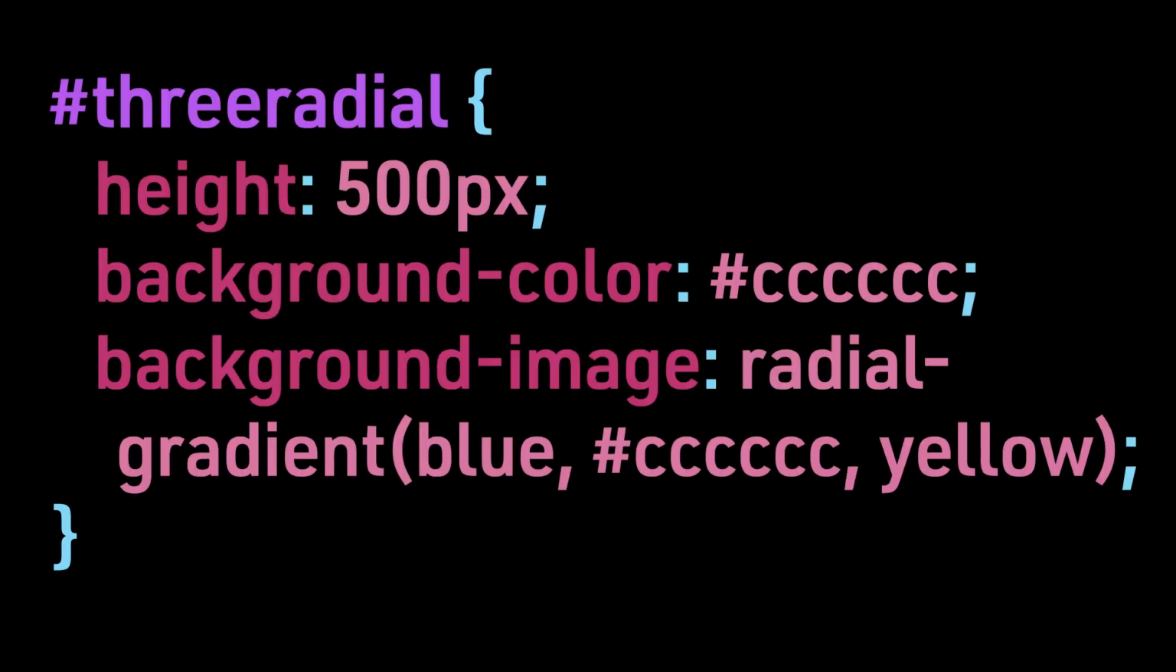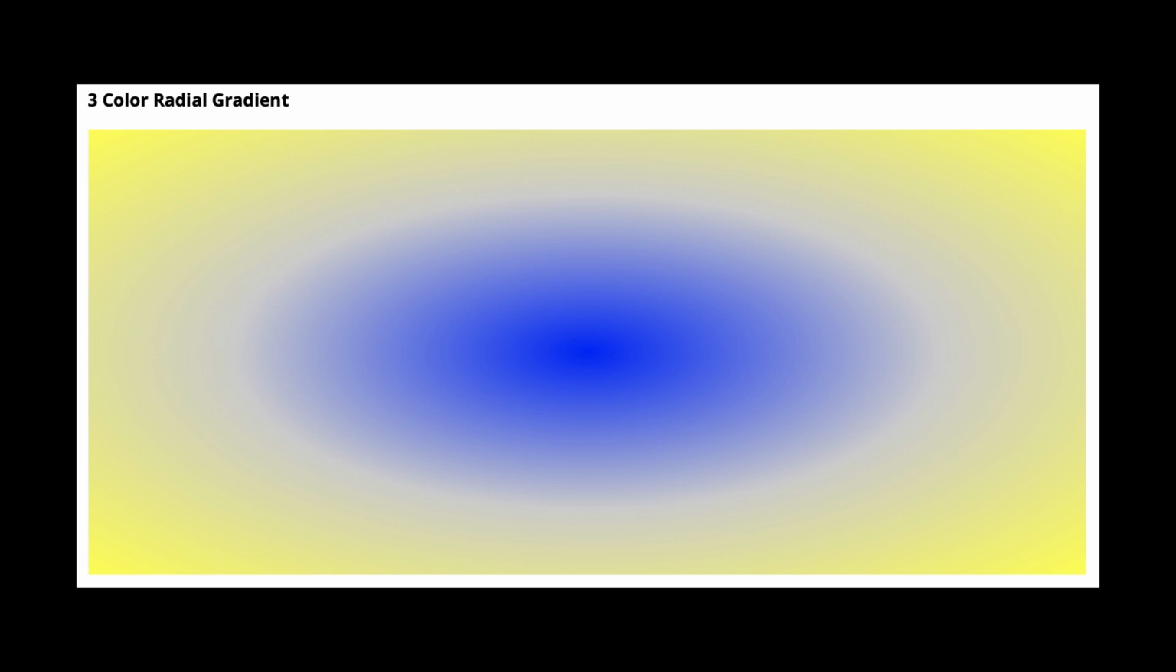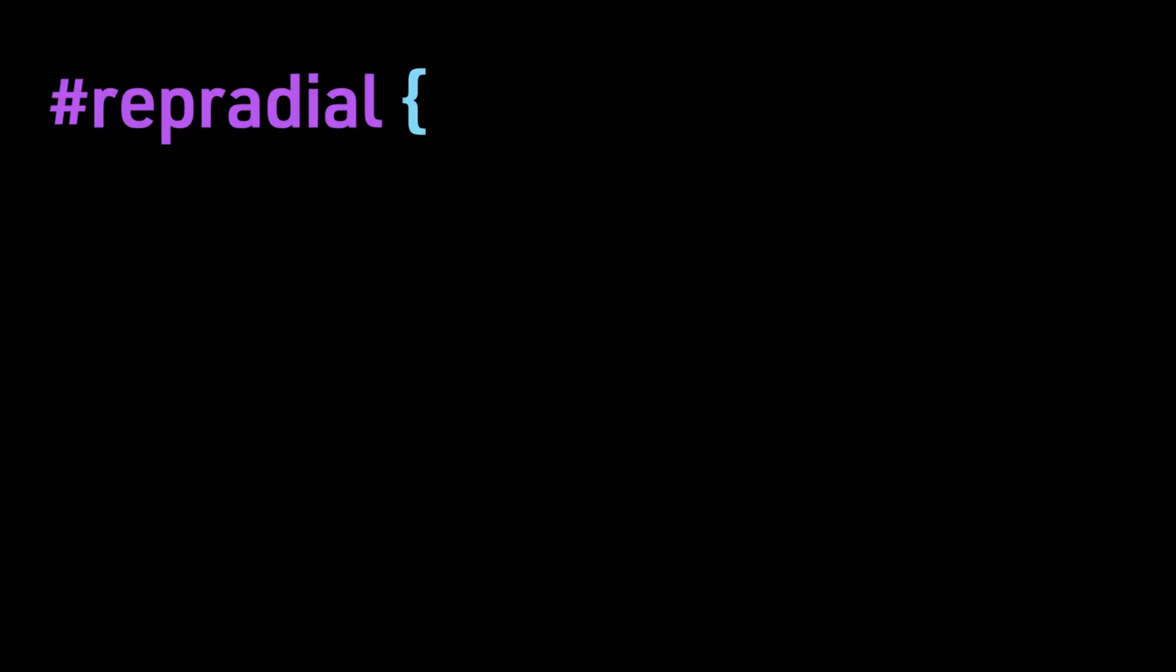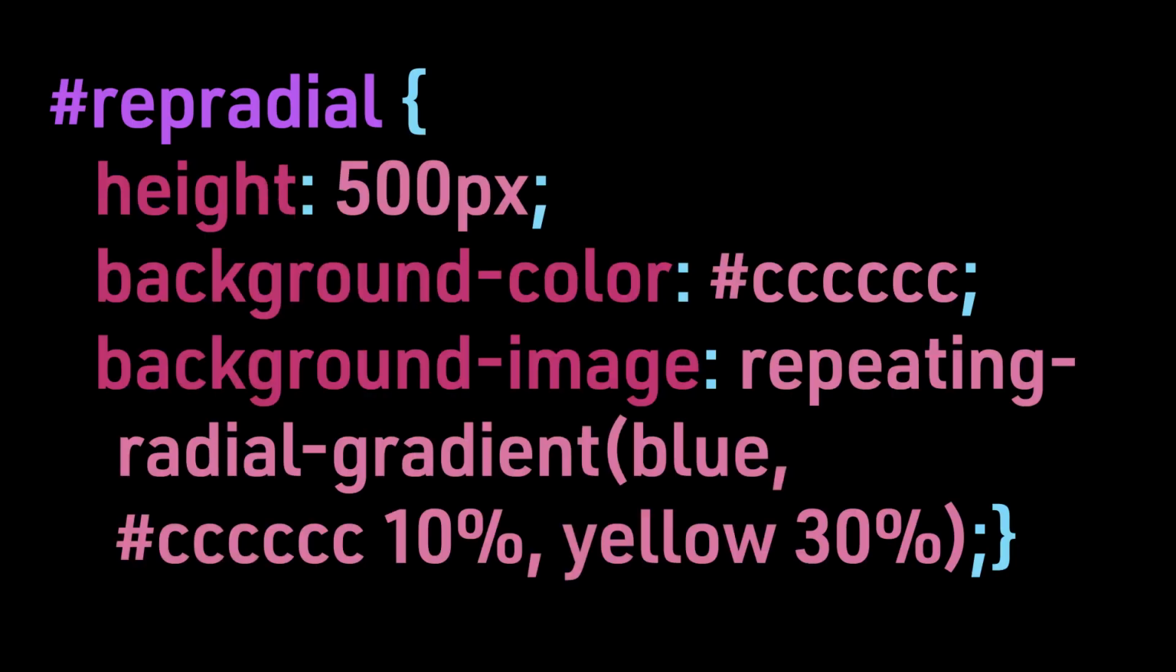Next, we will add a third color to our radial gradient. In this case, the final color at the edges will be yellow. And finally, we will repeat the radial gradient.